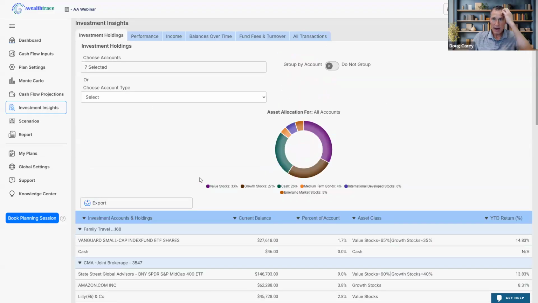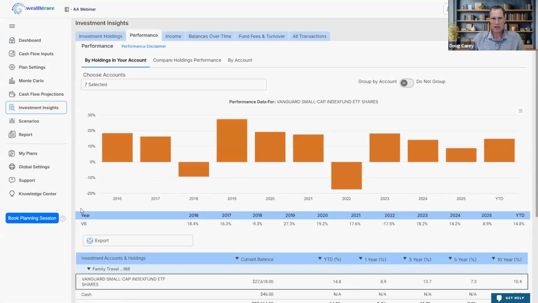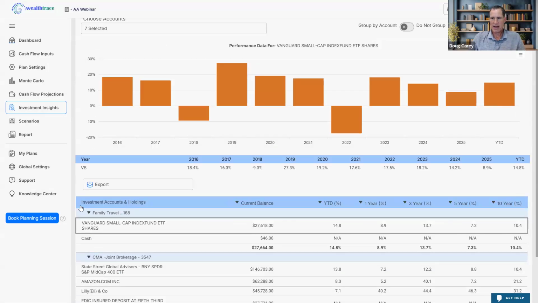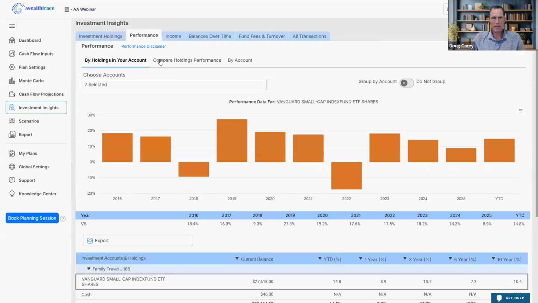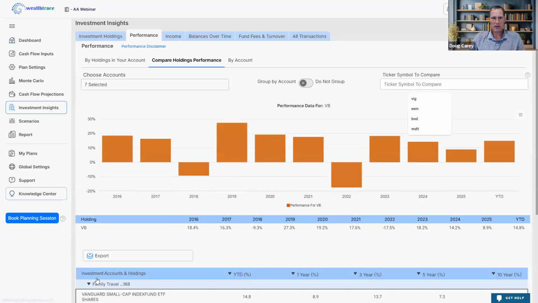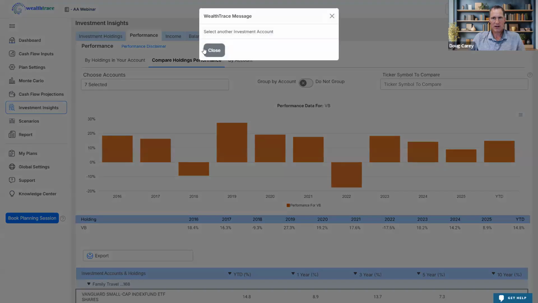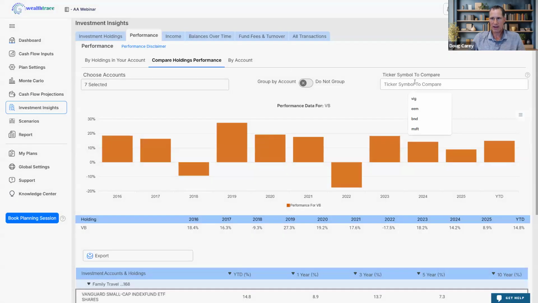Okay, so that's holdings. I don't really want to go into all the sections of Investment Insights. I just want to briefly mention that you can also look at your performance for all of your holdings. We go through a lot of trouble to bring this information in, and you can see it year to date and over various years. I find it very useful just to see how things are doing. You can even compare versus another ticker. If I want to compare the small cap index fund here, I can type in maybe a competitor ticker. I can even do single stocks if I want. So it's kind of cool if you're thinking of possibly getting out of one fund and into another.